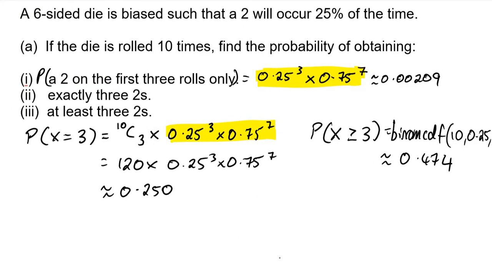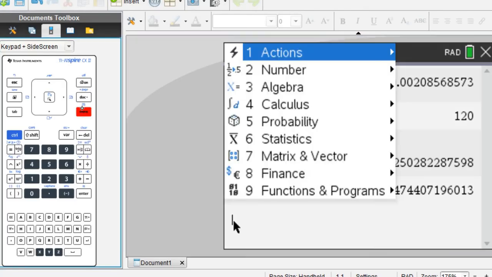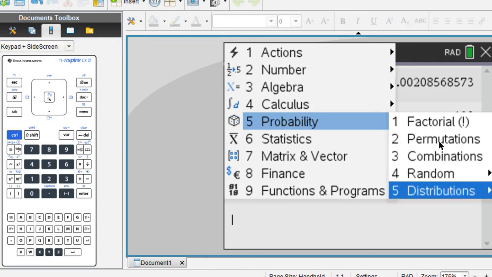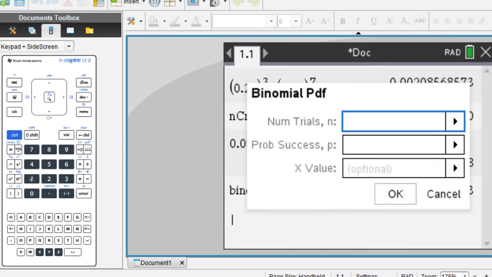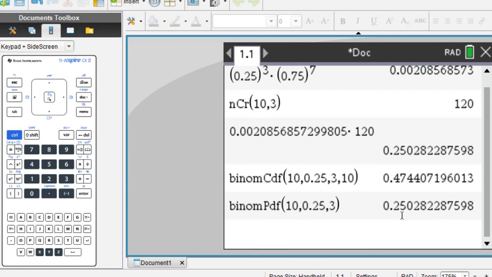We can also do this first one using our calculator by going Binomial Pdf. What that does is allow us to look at a single success without cumulating it. So we still go through distributions, and we choose this option here, Binomial Pdf, where we have 10 trials with a probability of success of 0.25, and we're looking at 3 successful outcomes occurring, which you can see is exactly what we got when we did it using the formula.